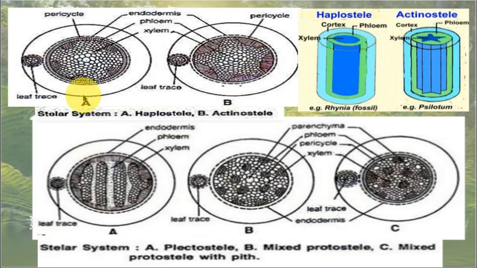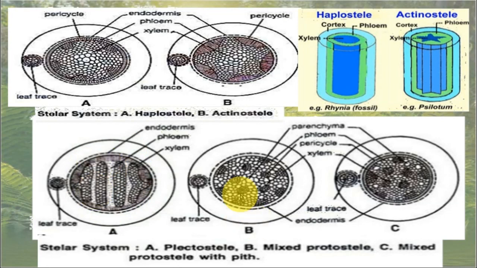This is an example. This is actinostele, which means a central xylem core, then phloem, and then cortex. This is Rhynia fossil and Salutum: star-shaped xylem, and phloem is present in alternating bands, and then cortex. And this is a plectostele, which means xylem is present in the form of plates, and phloem is also present in alternating plates.